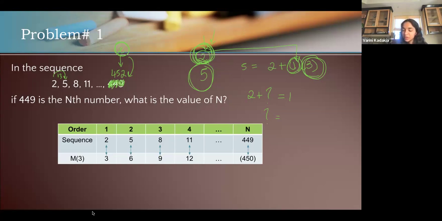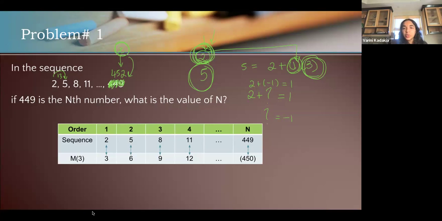So we get the question mark equals -1, right? Everyone get that? How we get the question mark is equal to -1? So we get 2 plus -1 equals 1, right?